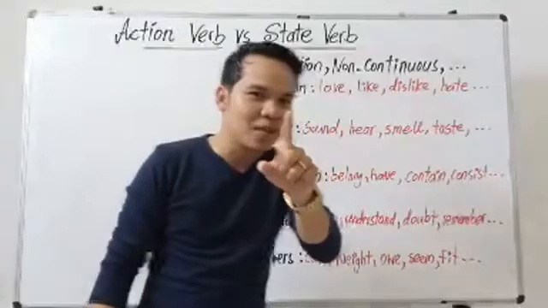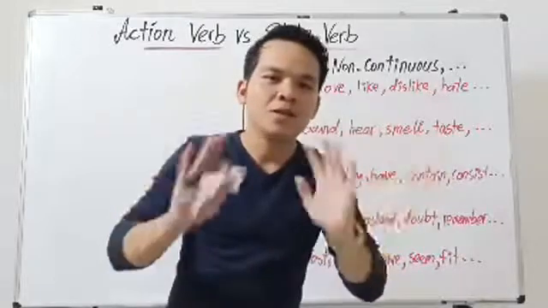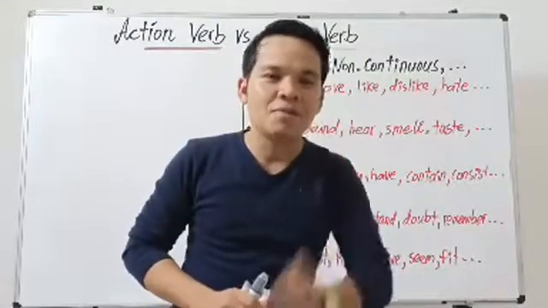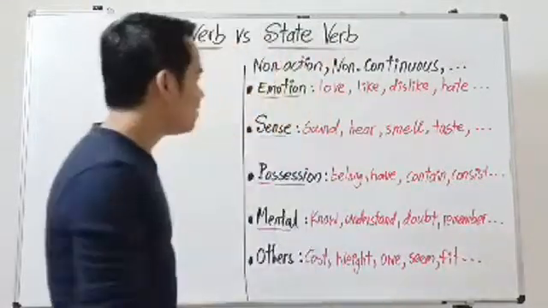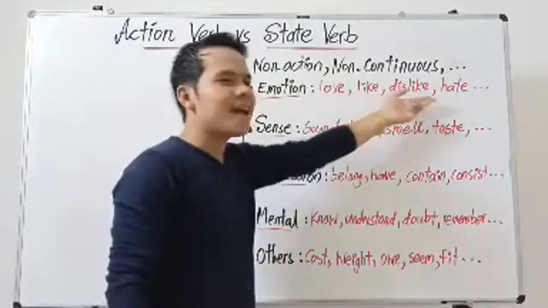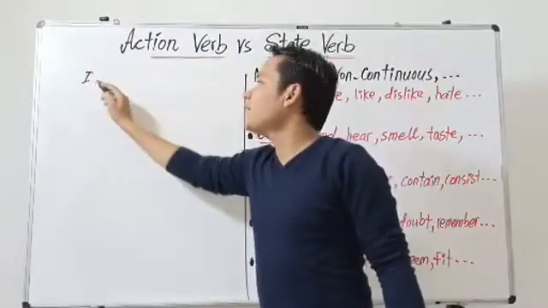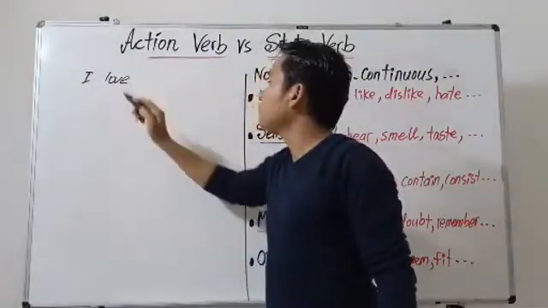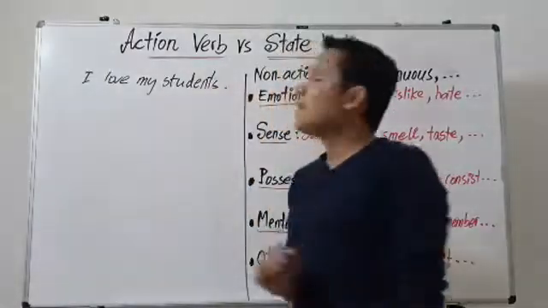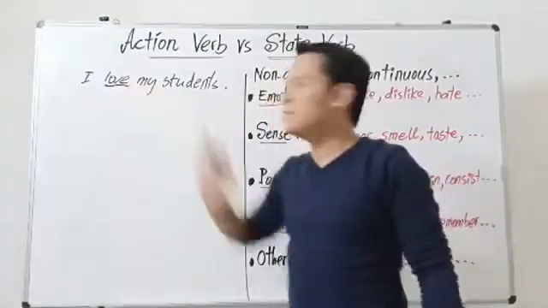Again, I'm sorry, one more thing. Stative verbs normally we don't use in progressive tense or continuous tense. They are different from action verbs. So emotion, like love, like, dislike, hate, etc. We can say, I love my student. You know, simple present. You can use this stative word.